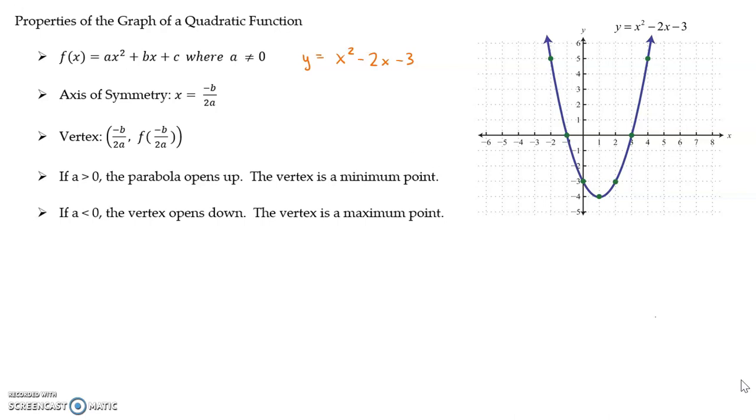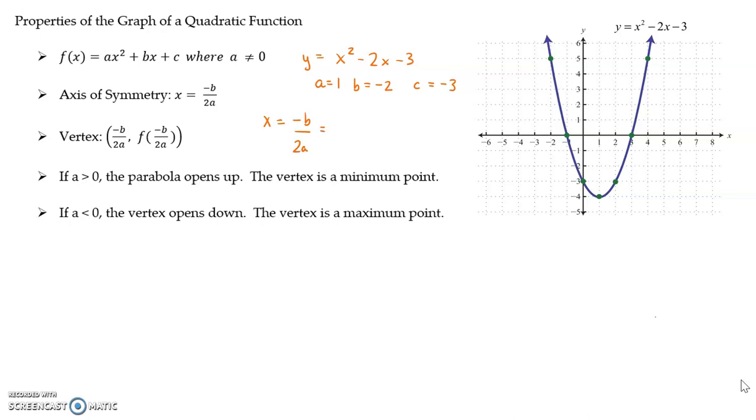We want to go ahead and identify the a, b, and c values off of our quadratic. So our a value here is a positive 1. That's the number in front of our x squared term. Our b value is a negative 2, and our c value is a negative 3. So let's go ahead and calculate the axis of symmetry. Our formula here is x equals negative b over 2a.